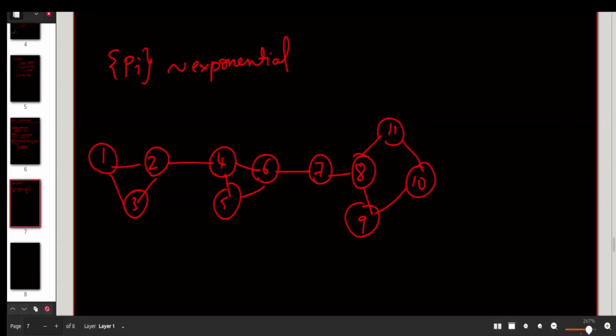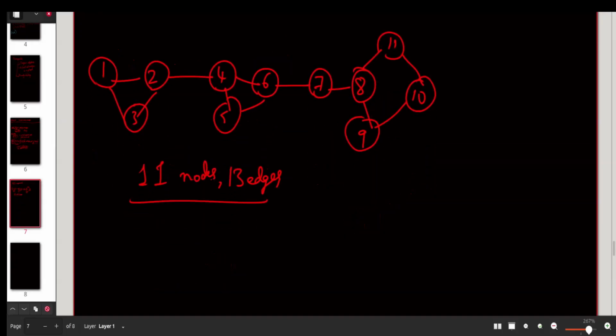This is one connected graph. So it has 11 nodes and 13 edges. Okay, so this is a connected and undirected graph. And what I want to say is, let's find out all the cut edges in this graph. Let's see what we'll get out of it.